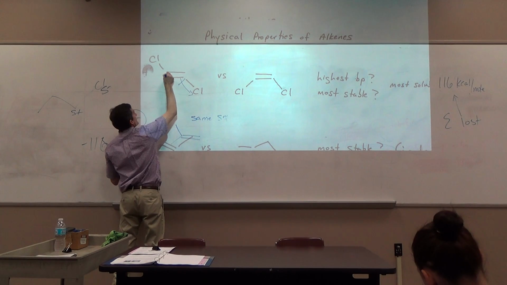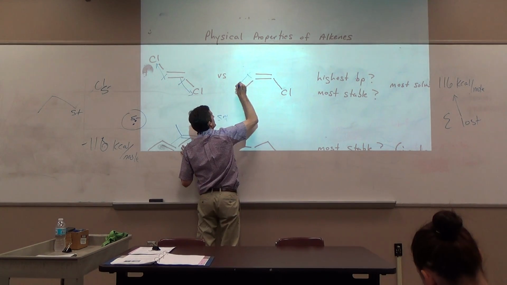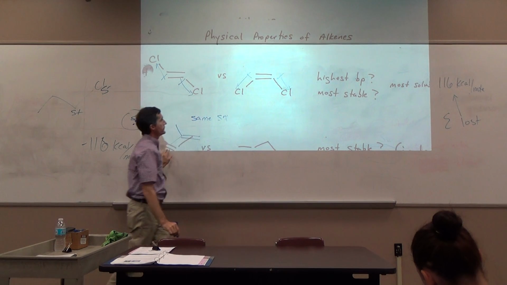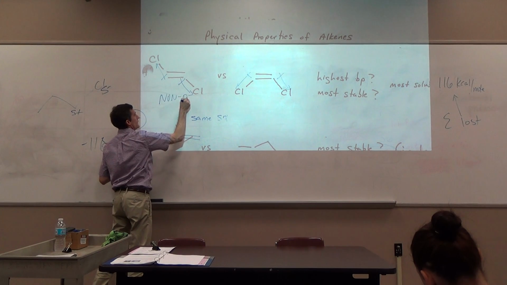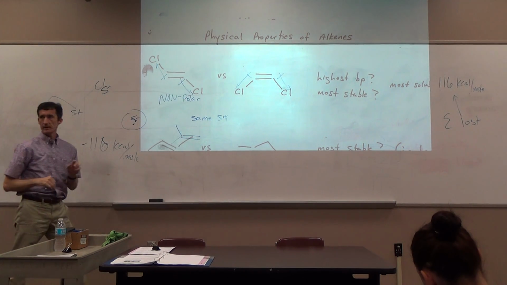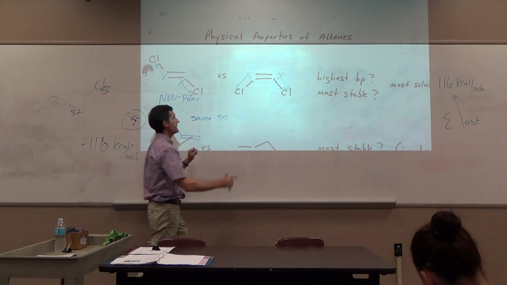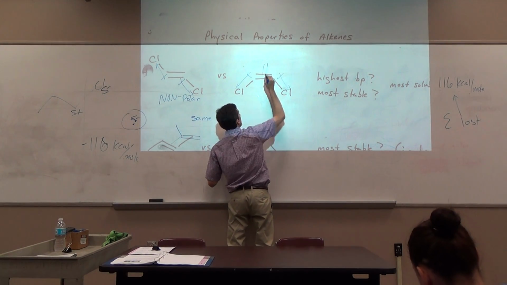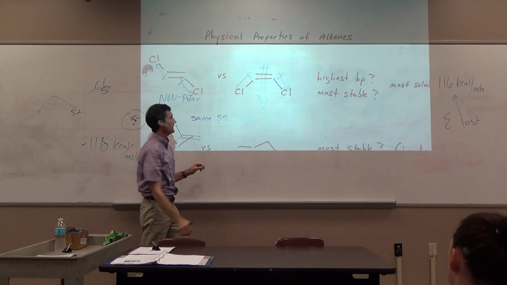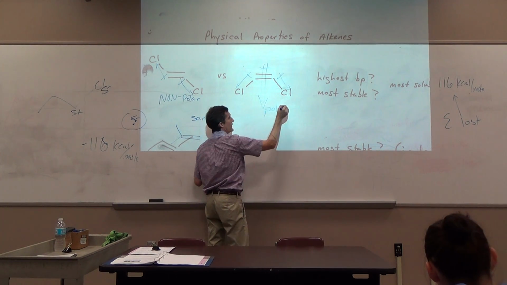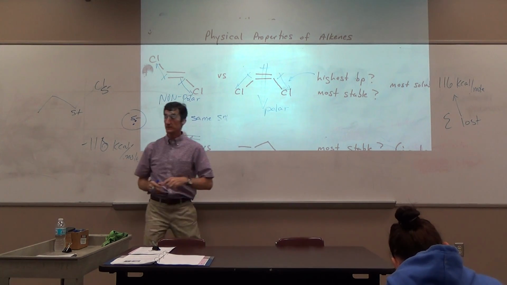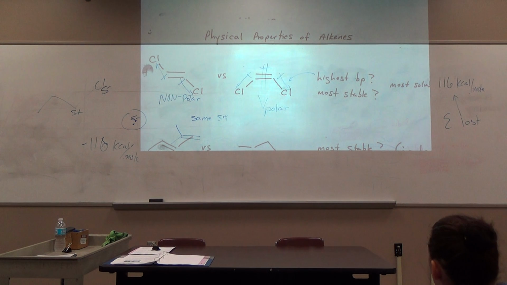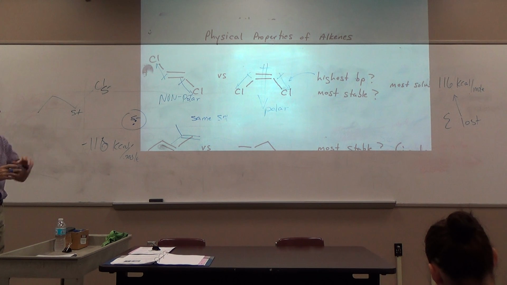This one has dipole like this and like this. This one has dipole like this and like this. Do any of those cancel? This is nonpolar. The 2 dipoles are equal and opposite. That alkene is nonpolar. This one's polar. It has a net molecular dipole moment sort of straight down. So this one's polar. Which one has the highest boiling point? Polar one. Why? Because it has the greatest amount of IMFs. Dipole-dipole interaction. Which one's most stable? Cis or trans?